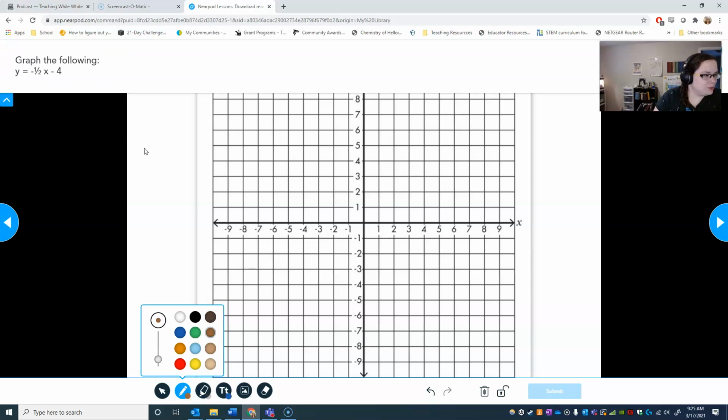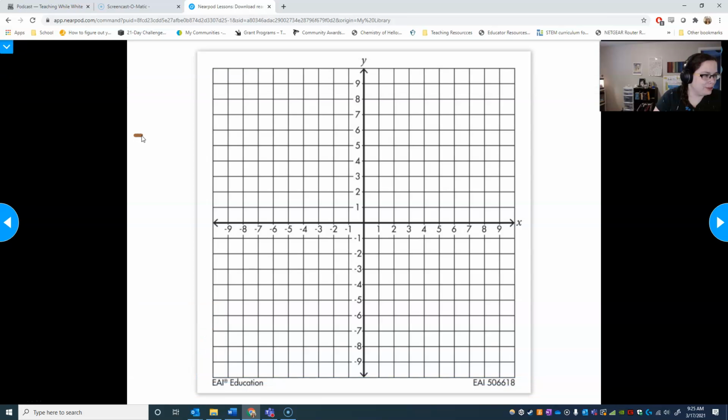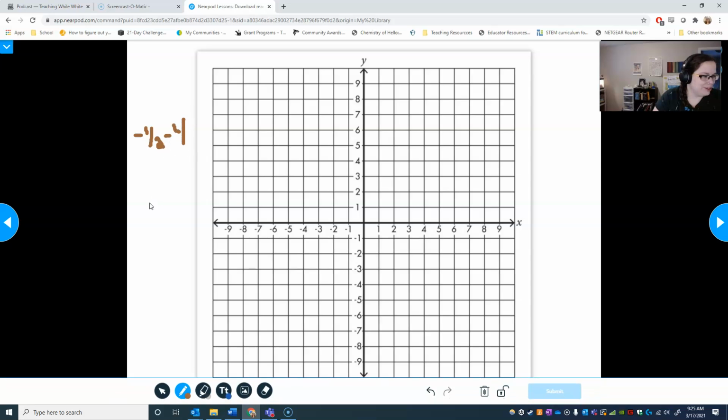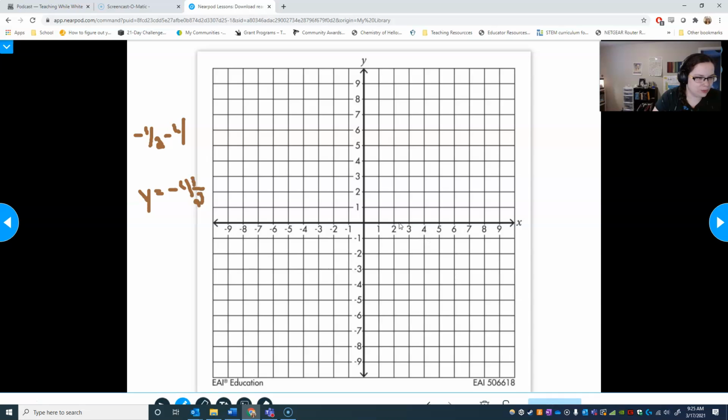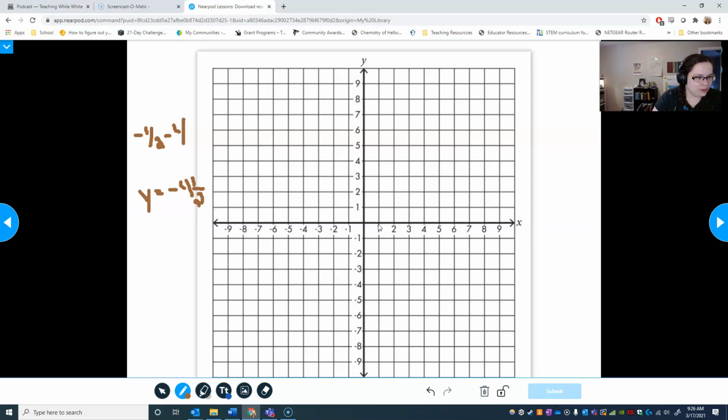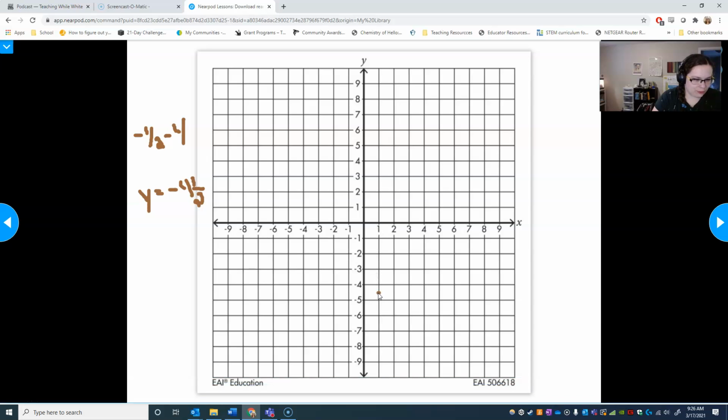Alright, so if x equals 1, that means this whole first term becomes negative 1/2. So negative 1/2, and then minus 4. So if we solve that, we get y equals negative 4 and 1/2. Okay, so when x equals 1, y equals negative 4 and 1/2. So you go down and you put a point between 4 and 5.